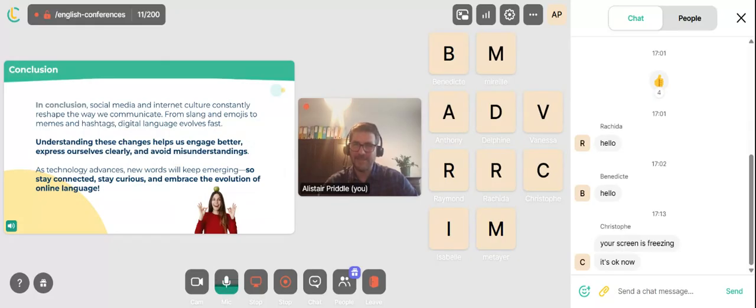There we go. Okay, so in conclusion, social media and internet culture constantly reshape the way we communicate. From slang and emojis to memes and hashtags, digital language evolves fast. We need to keep up. Understanding these changes helps us engage better, express ourselves clearly, and avoid misunderstandings. Indeed. As technology advances, new words will keep emerging. So we need to stay connected, stay curious, and embrace the evolution of ever-changing online language.